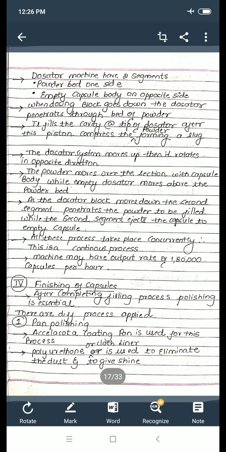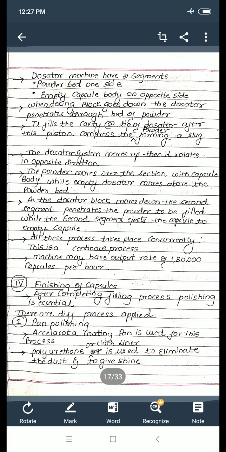After this, piston compresses the powder, forming a slug, and the dosator system moves up. It then rotates in the opposite direction. The powder moves over the section with the capsule body, while empty dosator moves above the powder bed. So as the dosator blocks moves down, the second segment penetrates the powder to be filled, while the second segment ejects the capsule to the empty capsule. So all this process takes place concurrently. It is a continuous process, and the machine may have output rate of 1,80,000 capsules per hour.